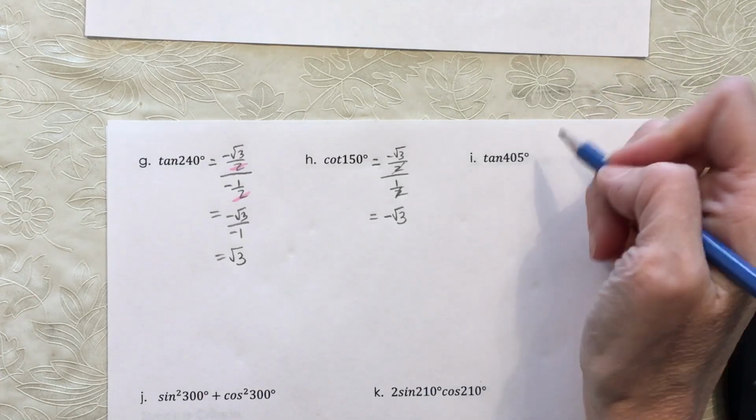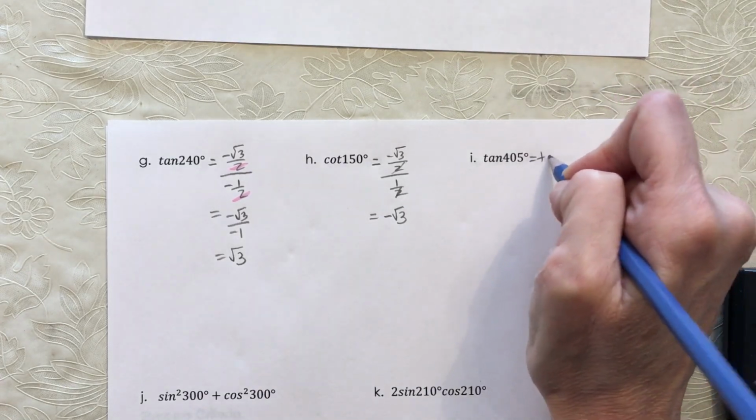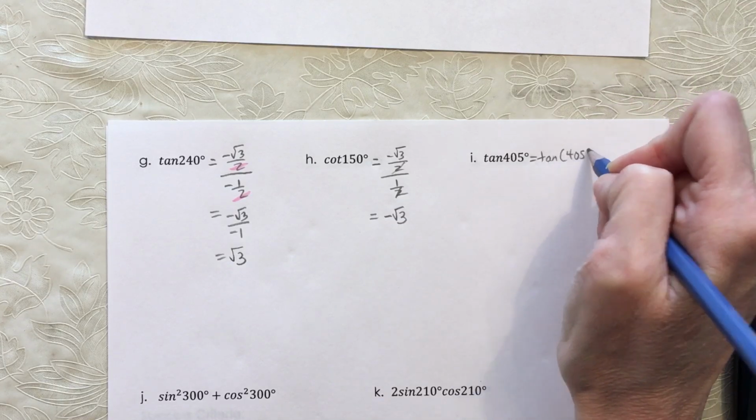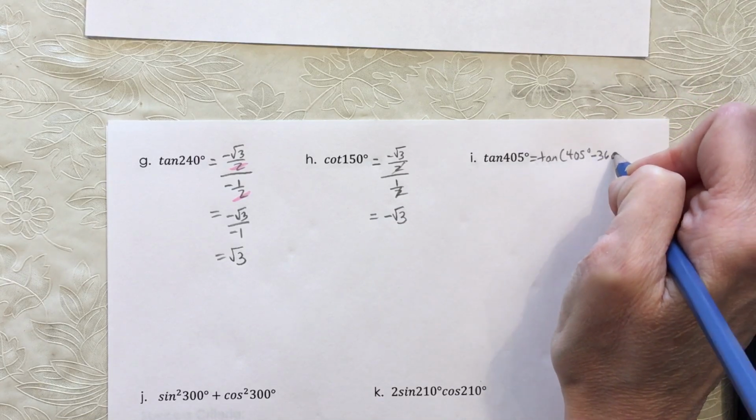Tan of 405, so first we want to get it onto the circle, and since 405 is greater than 360, to find the principal angle, we're going to subtract 360.